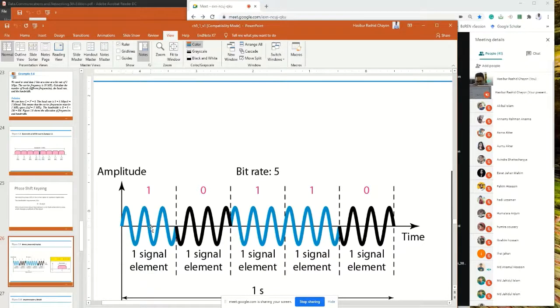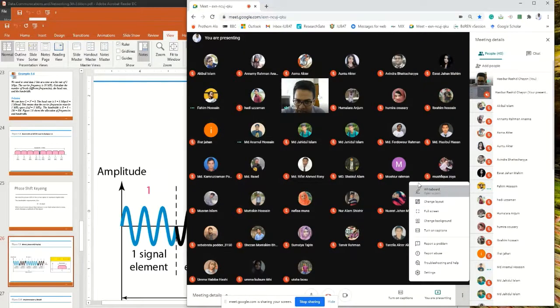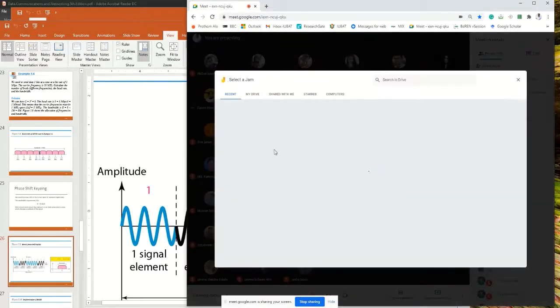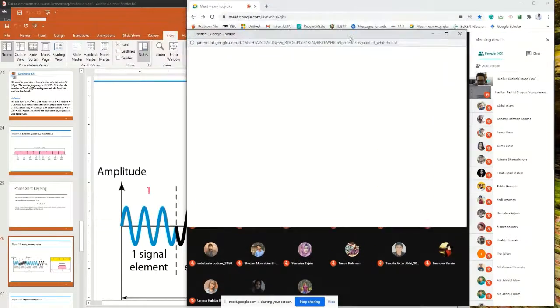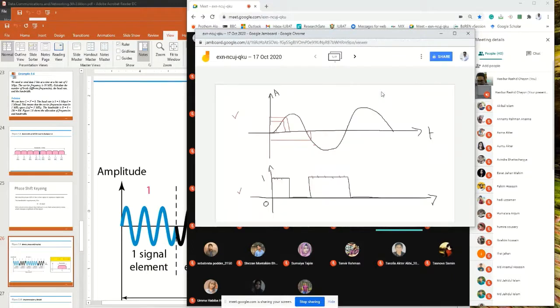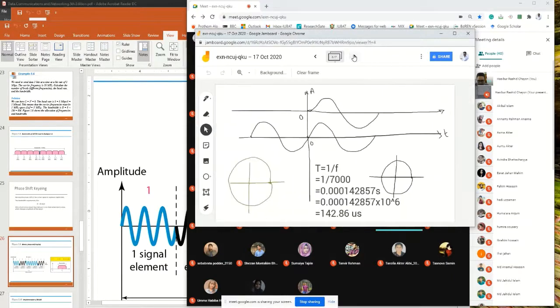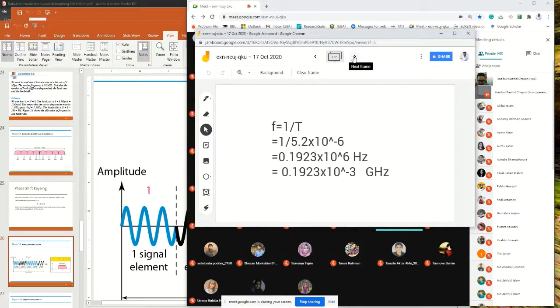So whenever it is 0 degree phase, we can represent it as 1. How about this one? 180. What is the phase difference? Come on, forget about the phase. 180. Okay, very good. 180.